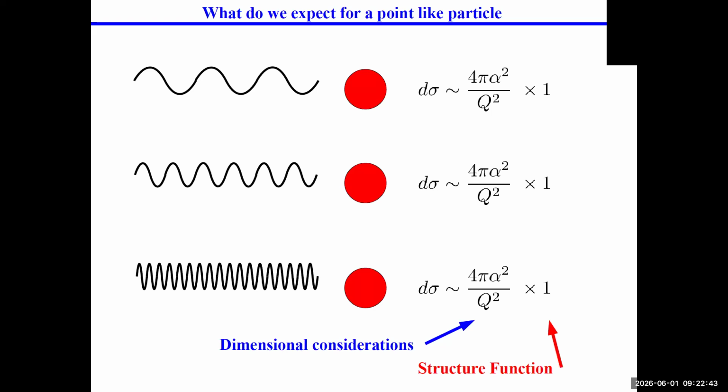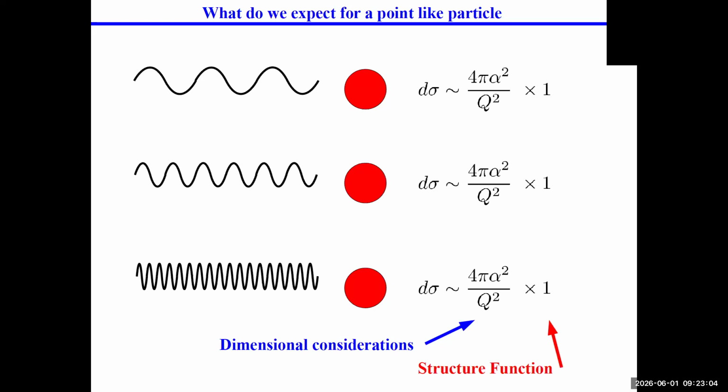For example, let's suppose this is a point-like object, okay? And I want to observe it, so I shine a photon on there. I shine a photon of this wavelength, and then the cross-section will be something, this is what you need for dimensions, and then it'll be some constant, okay?